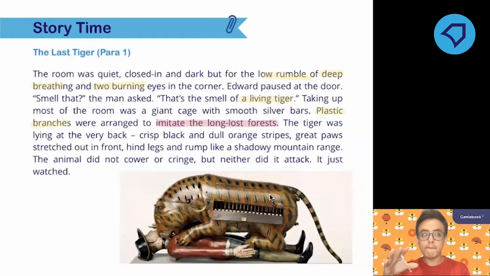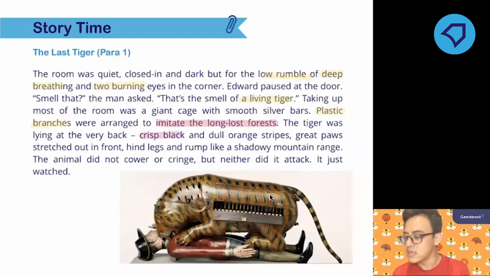We are in a mythical or fictional Earth that may probably be in the future or right now. We don't know, but it's definitely not the Earth that we are in today. How do I know this? Because there are no longer any forests. There are no longer any trees. Correct, Shfira? The tiger was lying at the very back, crisp black and dull orange stripe.